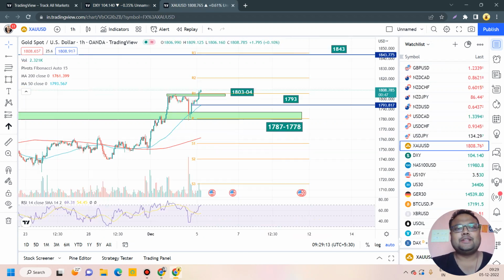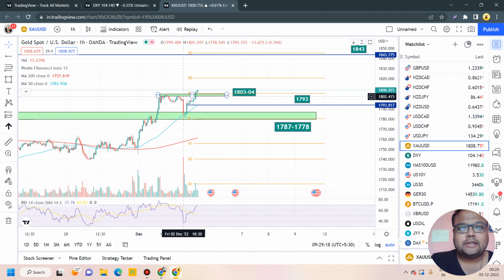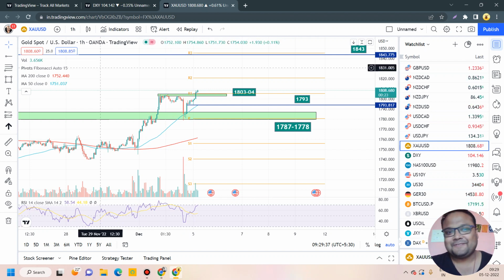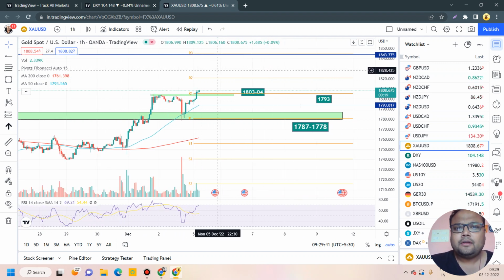Now let's have a look at the chart of gold. Previously we saw that gold was struggling somewhere around the 1805, 1804 level, but after the market opening, gold is going up. So if you're holding any buy position right now, stay in the trade. You don't need to exit because gold is bullish and DXY is weak, so you don't need to worry. Just chill. On the other hand, if you're looking for a fresh entry, you can wait for some time.